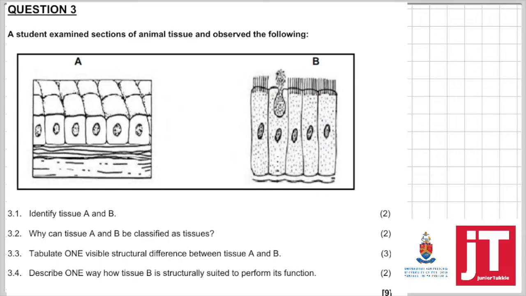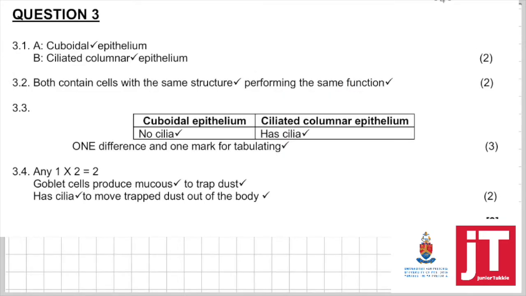Now, tissue A, I can see, is cube-shaped and has a round nucleus. So that I know must be cuboidal epithelium. Tissue B, can you see it's column-shaped? There's goblet cells here, as you can see, and has these special outgrowths, which is cilia. And cilia are hair-like structures. So definitely we know that A is cuboidal epithelium and B is ciliated columnar epithelium.